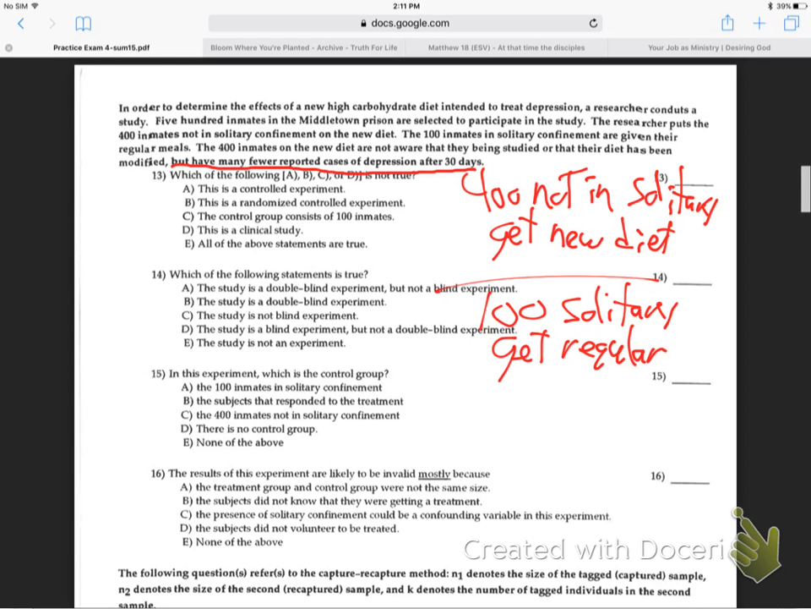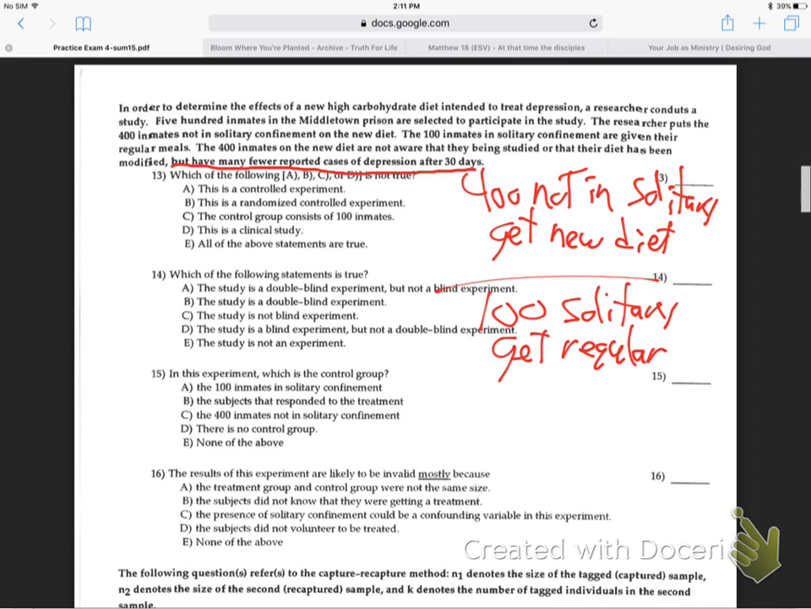That's exactly what you're not supposed to do in a study, right? You're supposed to make everything else equal, except for the thing you're changing, the diet. They did not make everything else equal. Those groups are living in vastly different circumstances. Solitary confinement or not solitary confinement, right? Okay, so with that in mind, which of the following is not true?